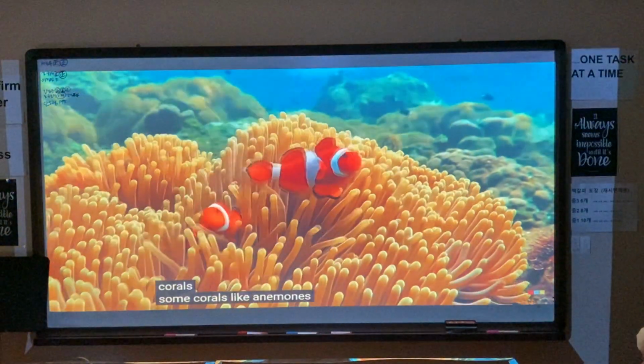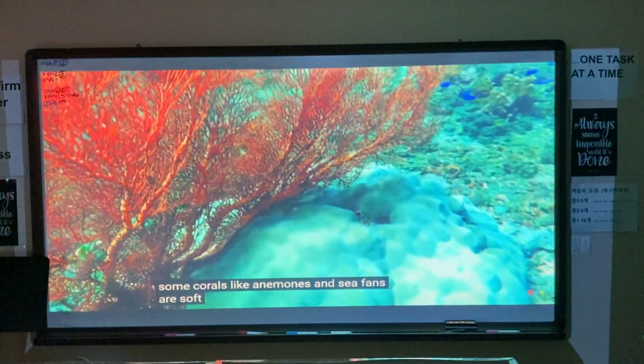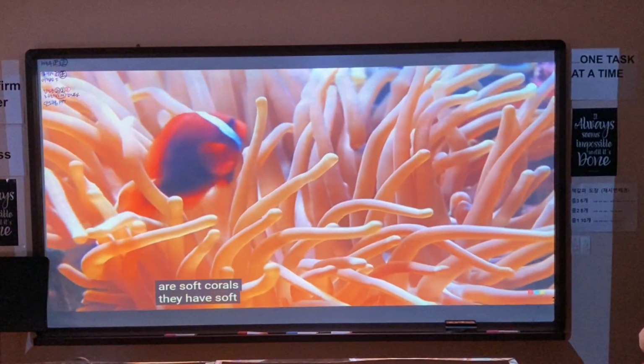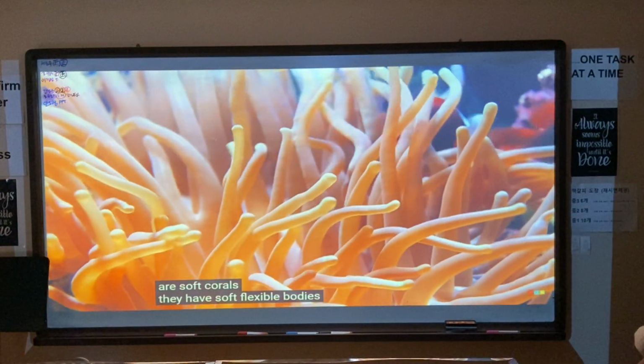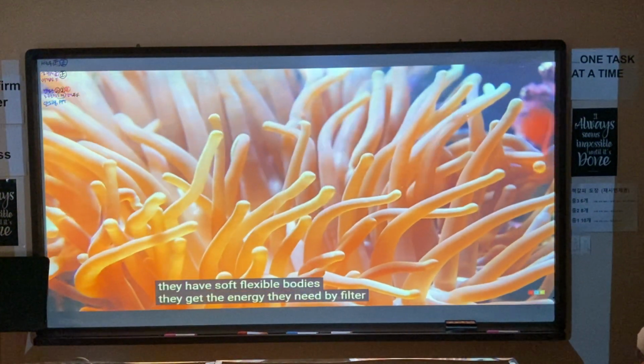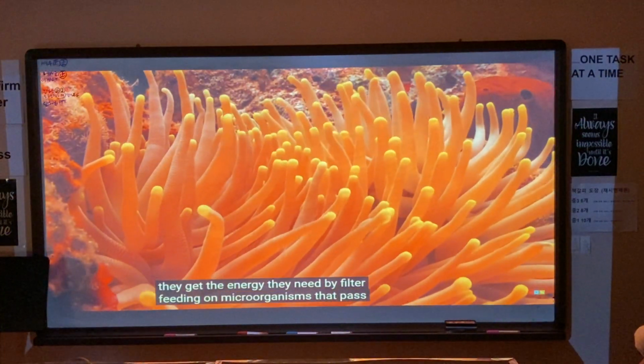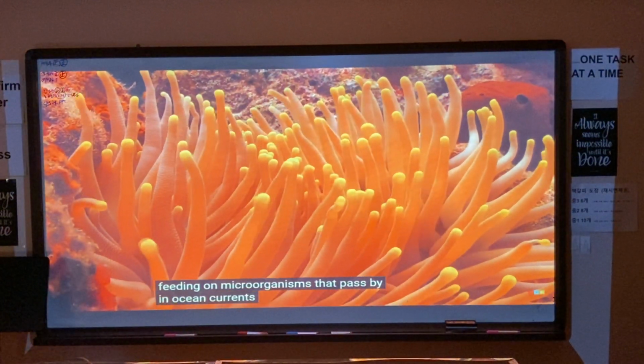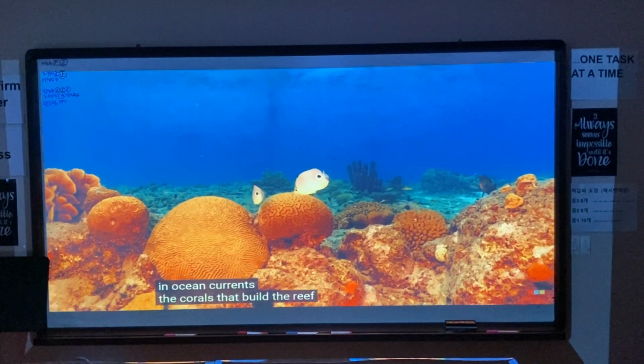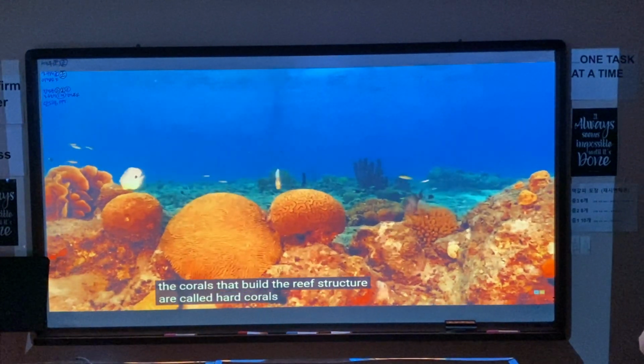Some corals, like anemones and 좀 많이 seaweed, 이제 are 들어갔어 soft 생겼잖아. corals. They have soft, flexible bodies. They get the energy they need by filter feeding on microorganisms that pass by in ocean currents. The corals that build the reef structure are called hard corals.